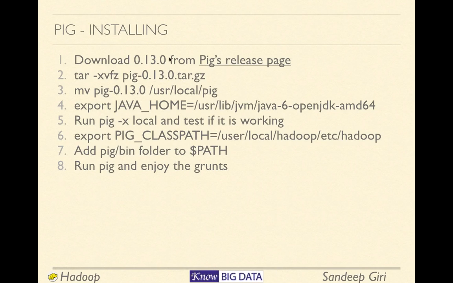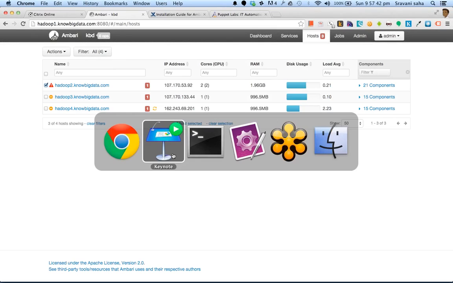Download the latest version of Pig, and then extract it somewhere, move it to /usr/local/pig, and then you define a Java home, like this. Once you have done this part, which means you have installed Pig locally, even if there is no Hadoop available, Pig should be able to run by using pig -x local. I'll show you that part.